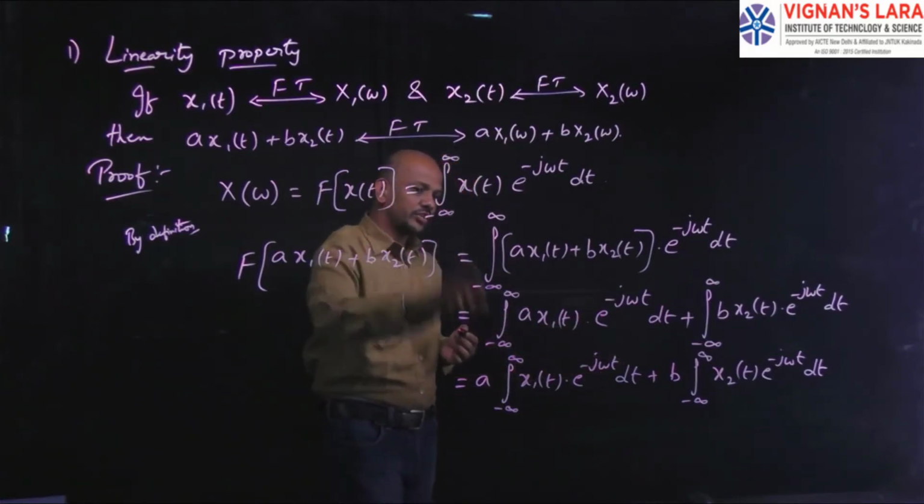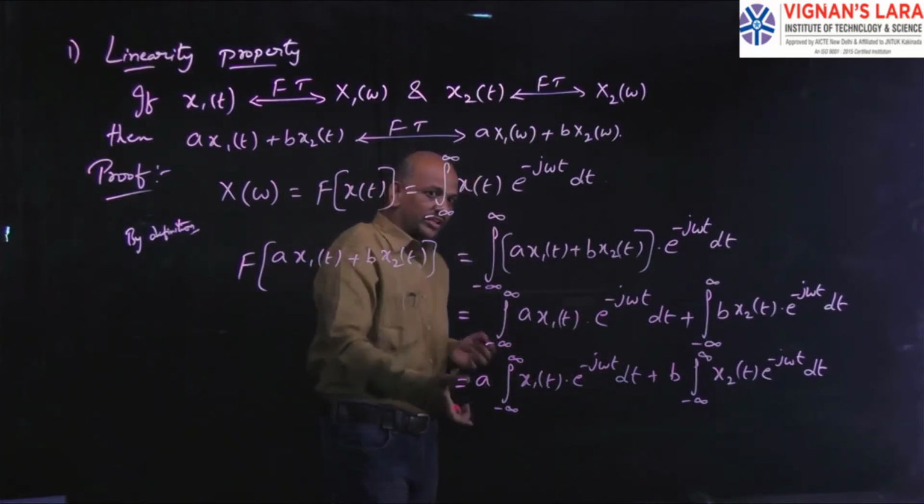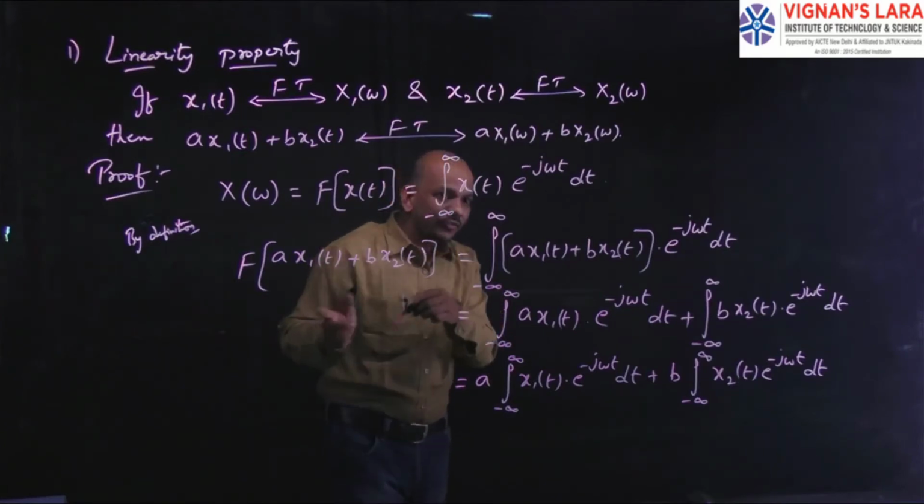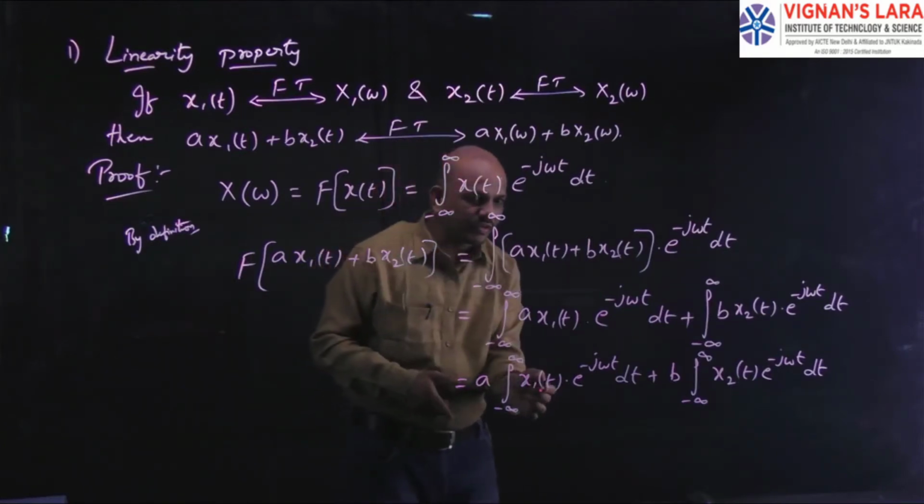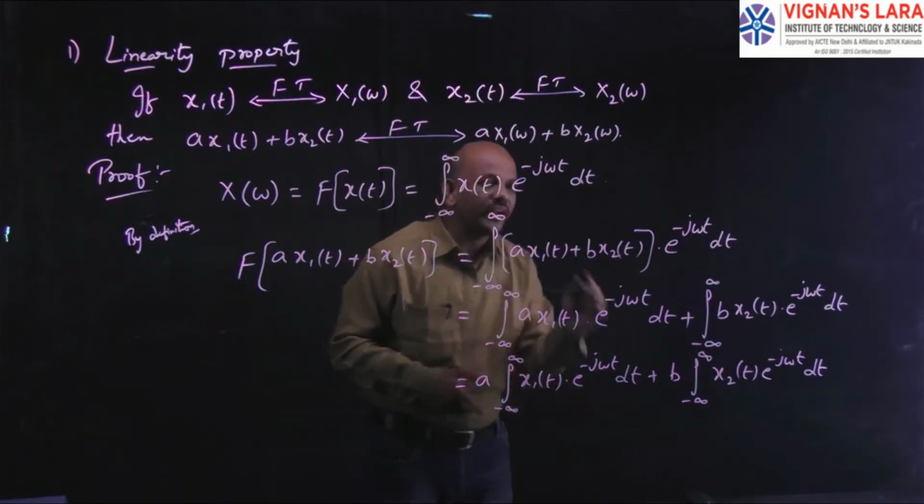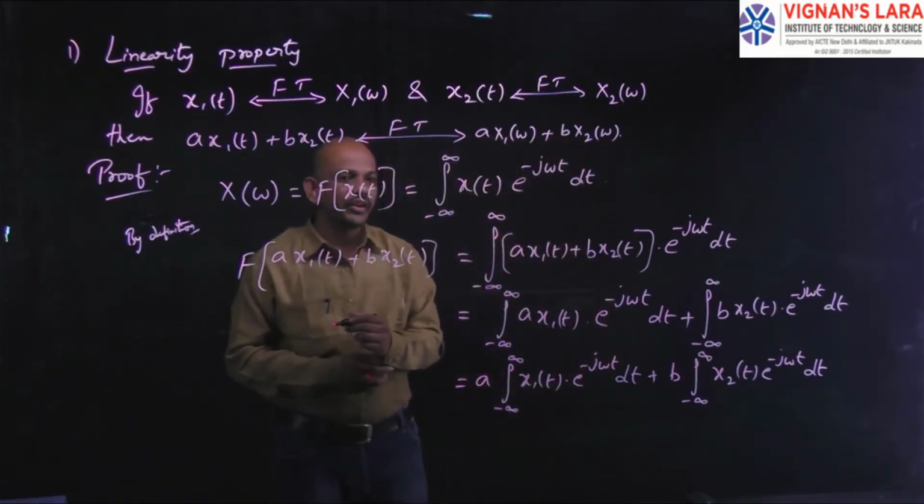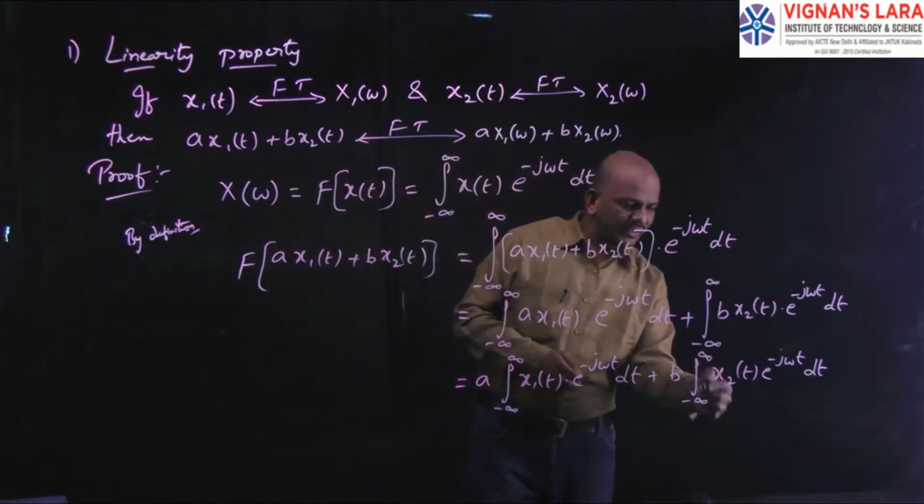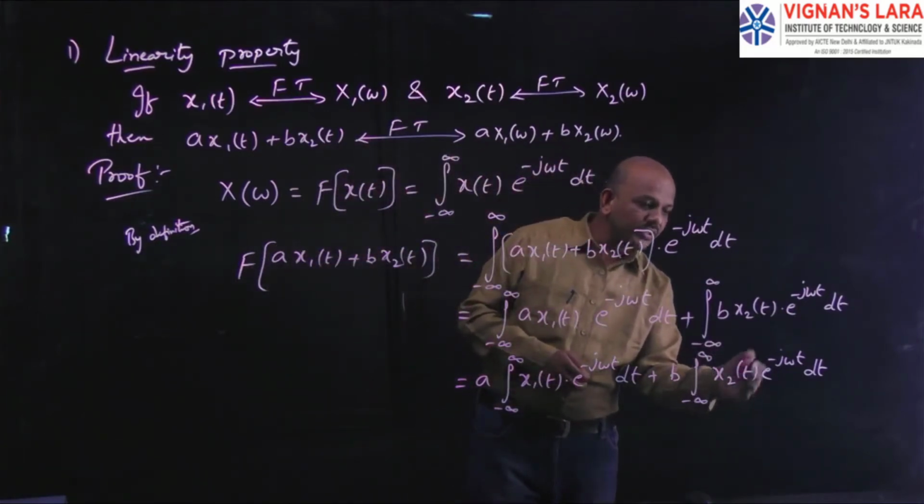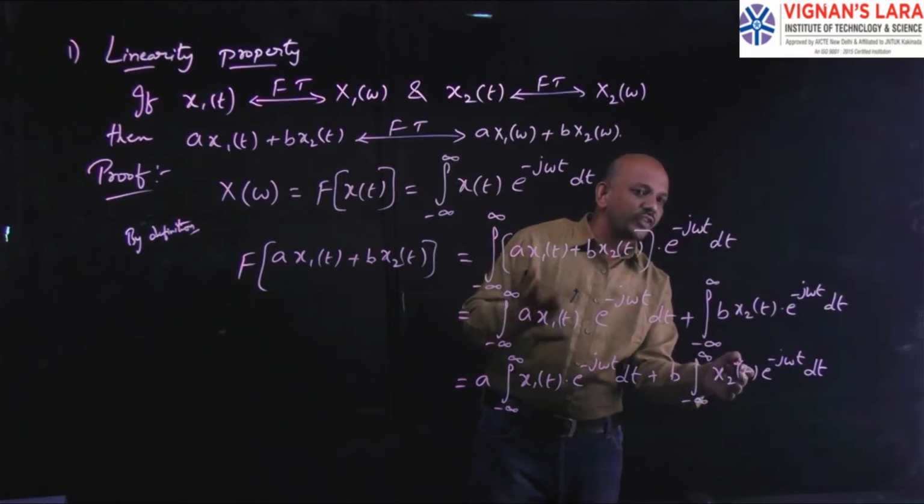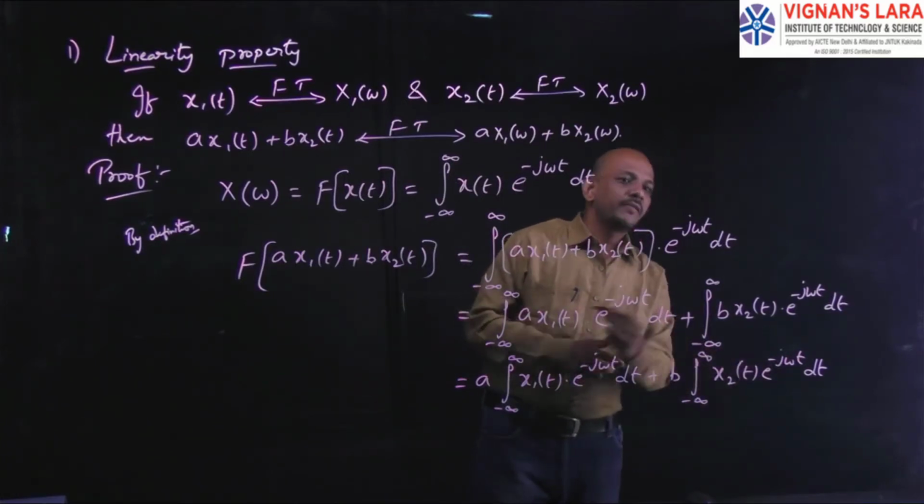So I already told you, that is integral minus infinity to infinity of the signal for which we are finding the Fourier transform, that is here the signal is x1 of t. So this is the formula for finding the Fourier transform of x1 of t. Simply here, integral minus infinity to infinity x2 of t into e power minus j omega t dt is the signal for which we are finding the Fourier transform. So this is the formula for finding the Fourier transform of x2 of t.